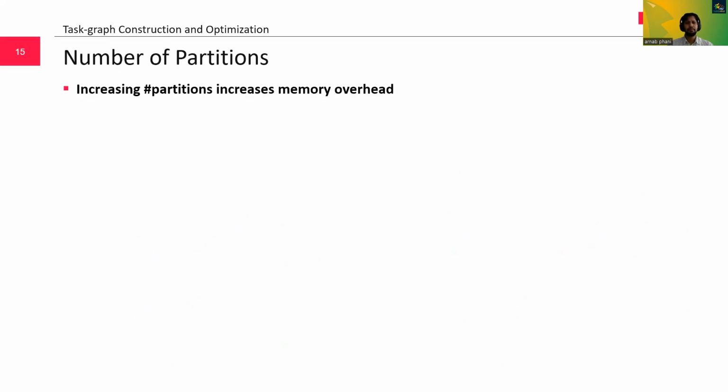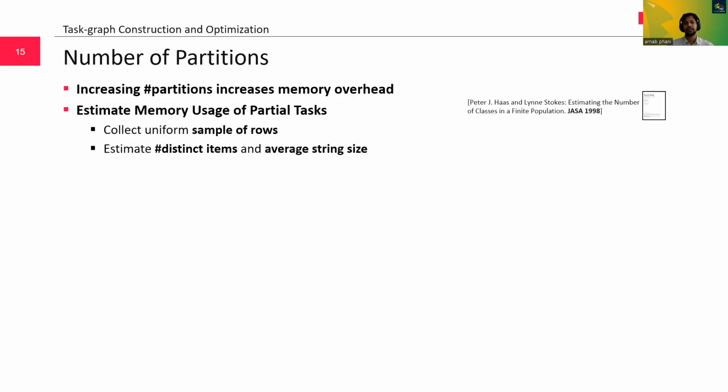We utilize the same sample-based memory estimator, which estimates the memory overhead of the partial maps from the estimated number of distinct items and average string sizes. We observe that the increasing number of partitions increases memory overhead.